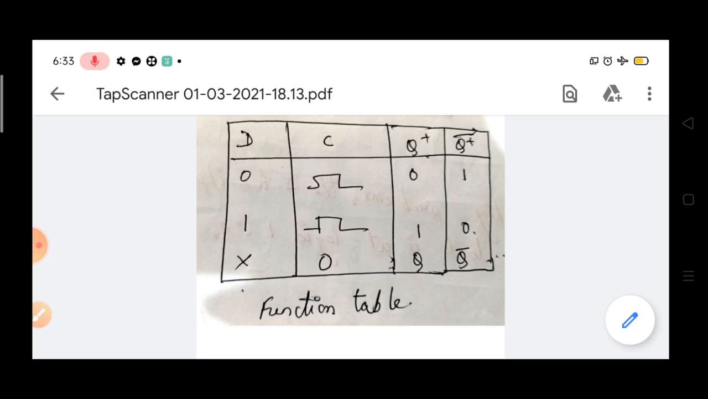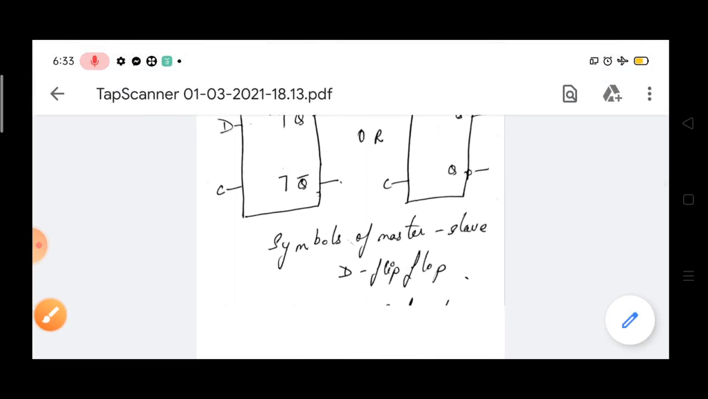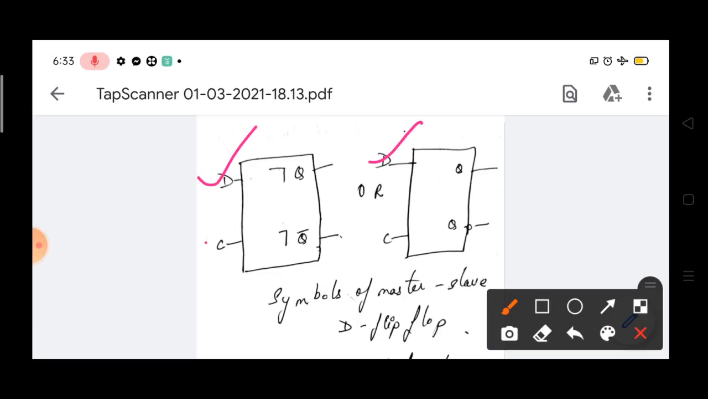This is a master slave D flip-flop which can be configured using an SR flip-flop. Once we see the function table, this is how the symbol of a master slave D flip-flop looks. D is the input, C is the clock, and Q and Q bar are my outputs, the output and its complement form. This symbol represents that the master flip-flop transfers its state to the slave flip-flop during the falling edge of the clock.